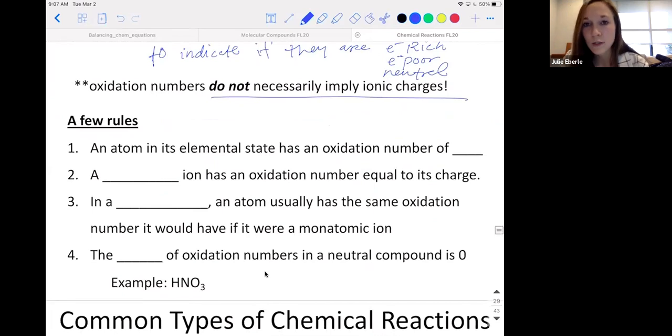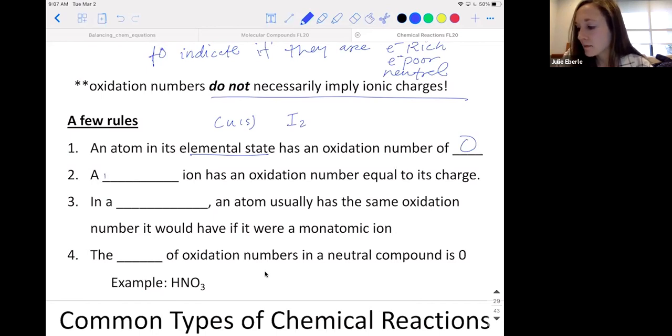A few rules for when you're assigning charges or oxidation numbers, sorry. In its elemental state. So anything by itself, that's what we saw with copper. We said solid copper by itself in its elemental state, or iodine, when it's by itself, we know it's a diatomic, okay? Anything that's by itself in elemental state, oxidation number of 0. It's neutral, okay?